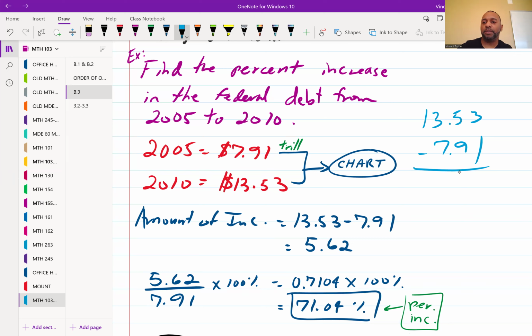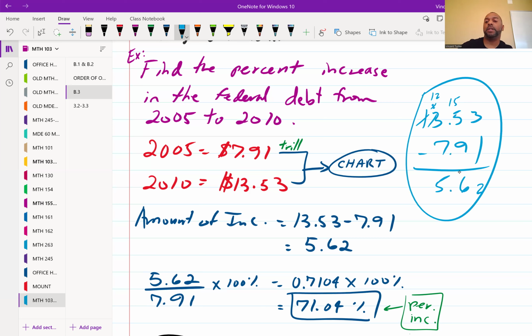In which 3 minus 1 is 2, and that's going to be 15 because you borrowed. And so 15 minus 9 is 6. And then you've got 12, so then you have to borrow, and that's 12, and 12 minus 7 is 5. But like I said, we're not asking for that necessarily.